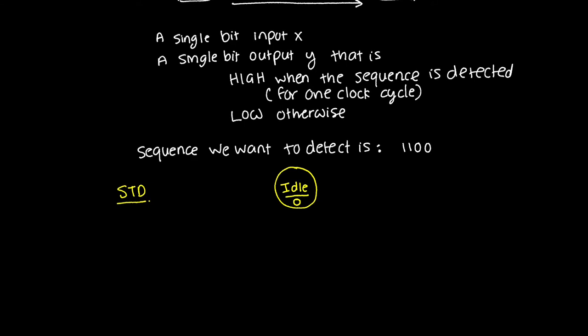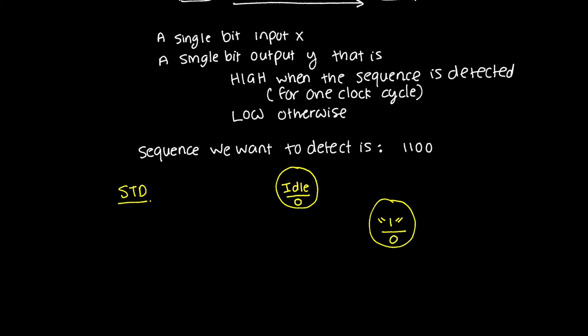All my outputs are going to be zero, unless the sequence I'm looking for has been detected over the previous four clock cycles. So my first state is going to be idle. My second state is going to be that a single high bit has been detected. And for that one, I'm also going to output a zero.